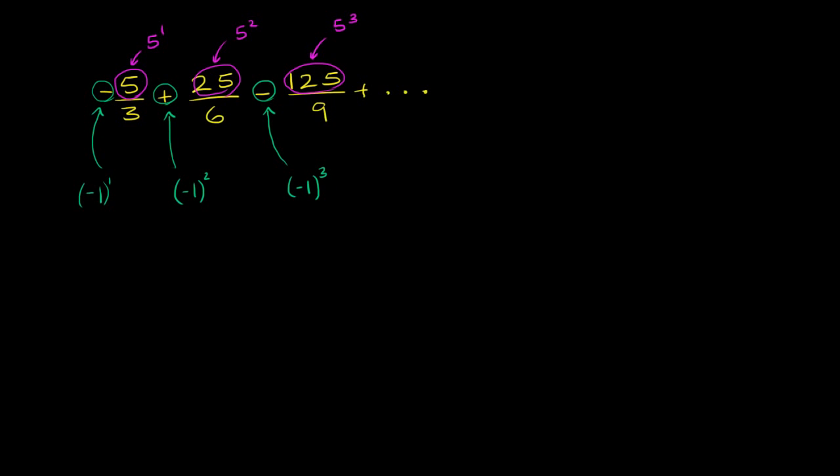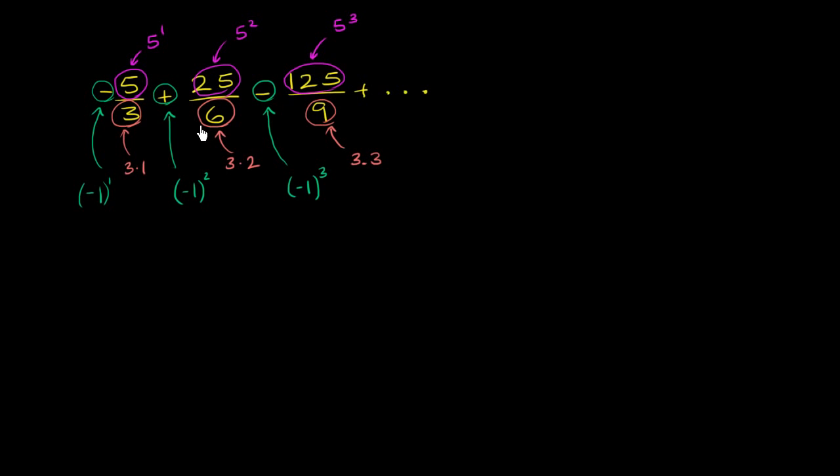And then finally, let's look at this. We have 3, 6, and 9. So this literally, if our index here is 1, this is 3 times 1. If our index here is 2, this is 3 times 2. If our index here is 3, this is 3 times 3. So this is 3 times 1. That is 3 times 2. Let me write it this way. That right over there is 3 times 3.